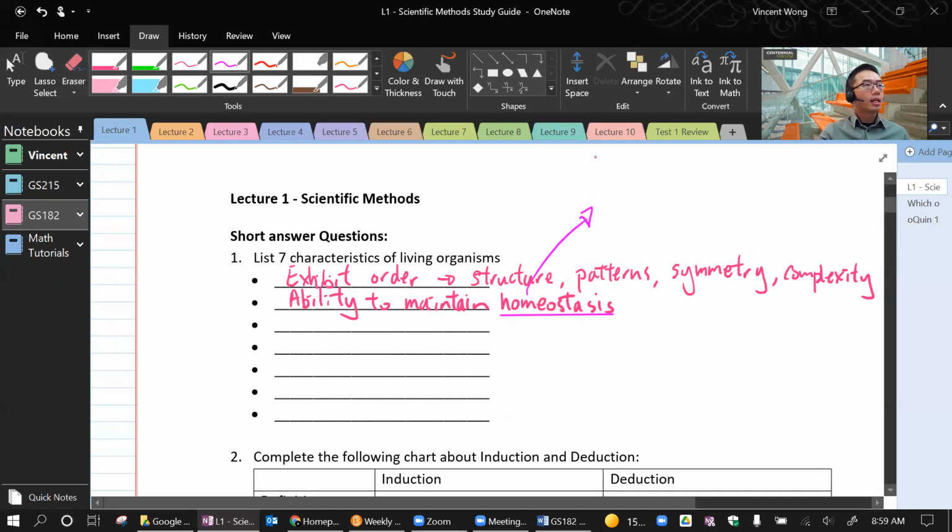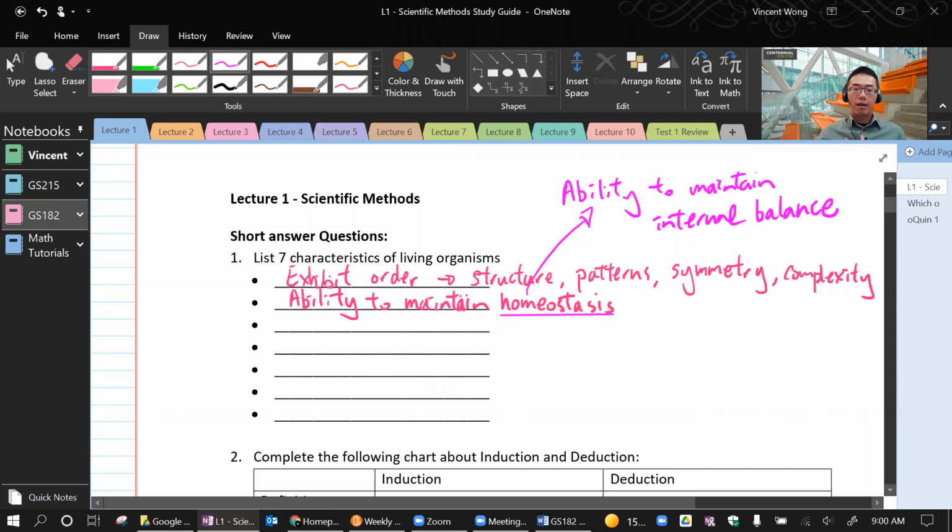Someone typed in the chat box. Am I pronouncing it right? I apologize if I'm making a mistake there. So homeostasis is the ability to maintain internal balance. Okay, so the ability to maintain homeostasis.